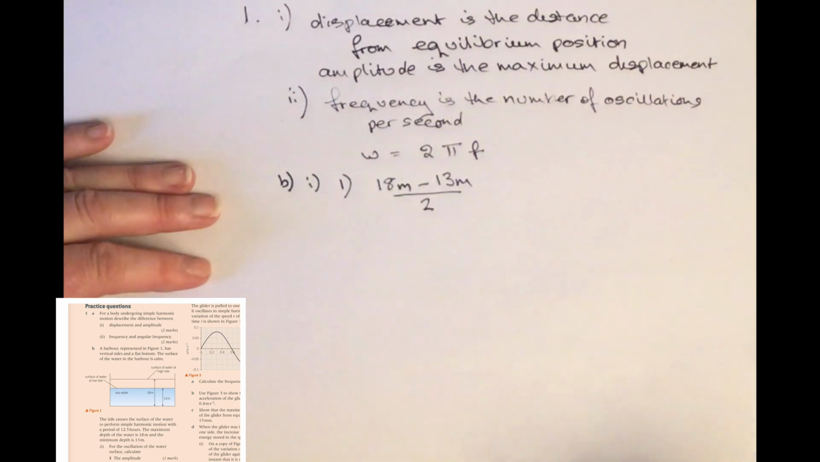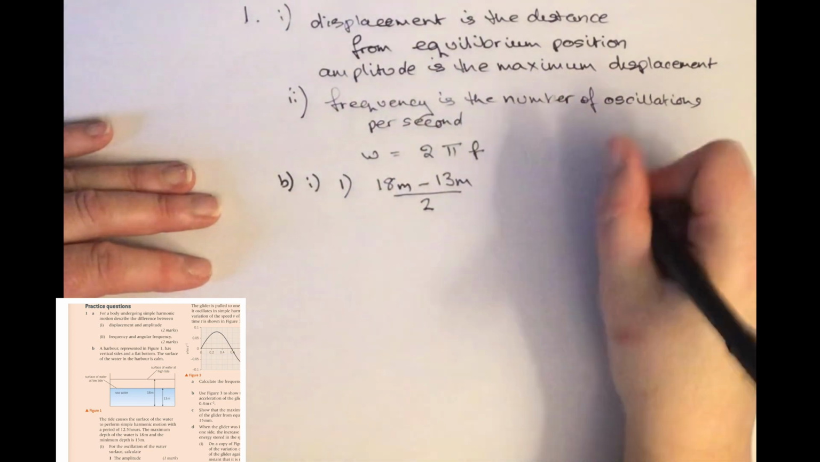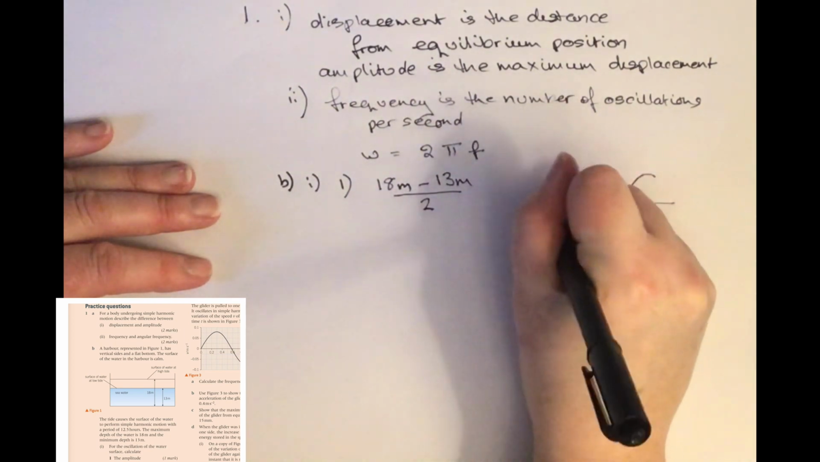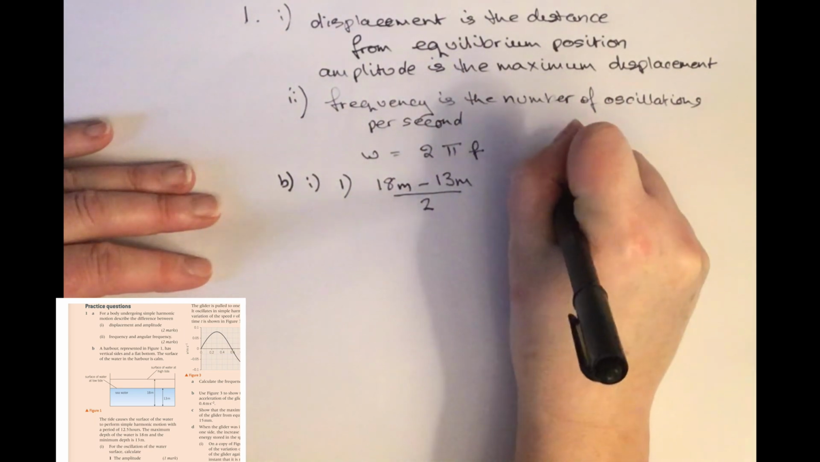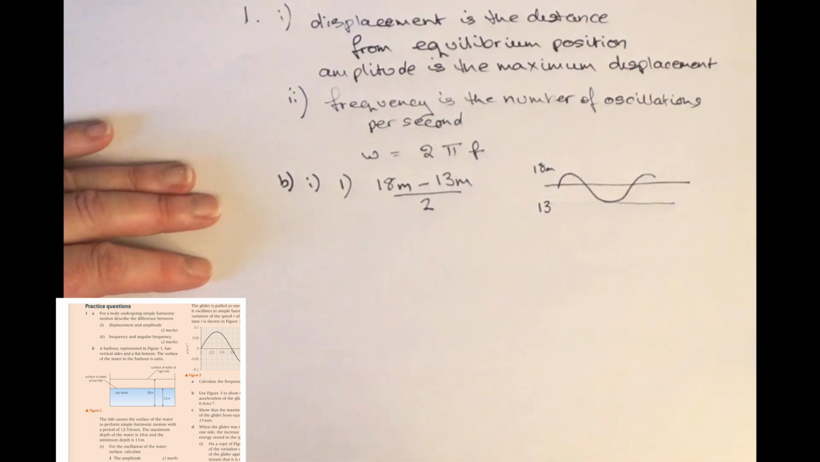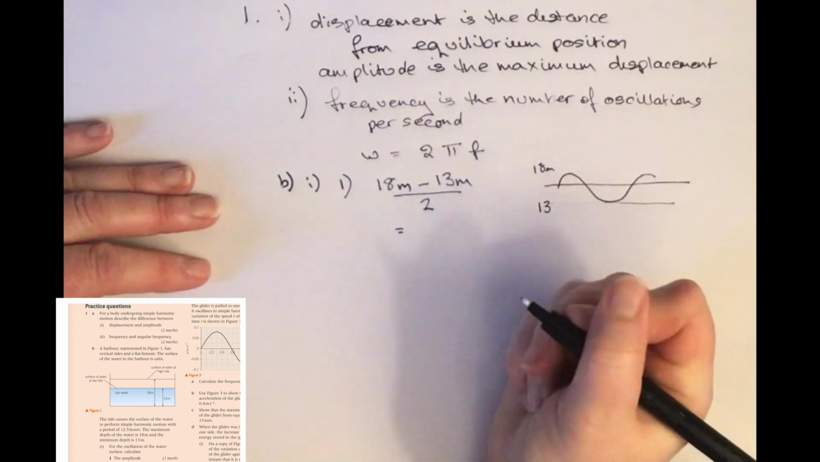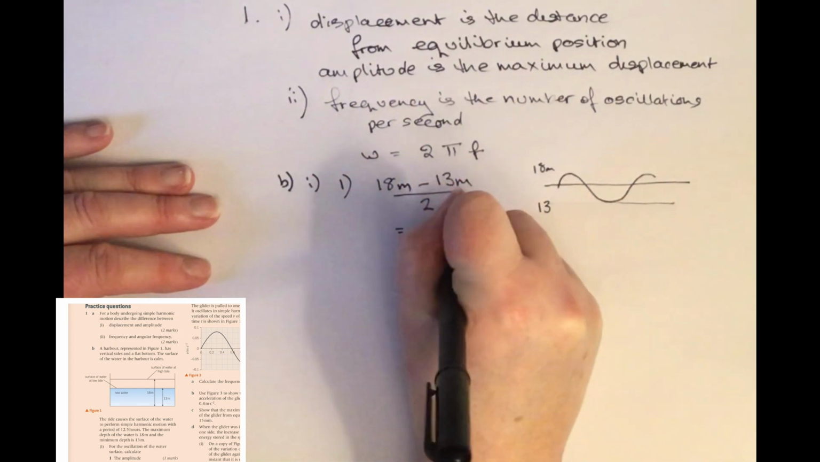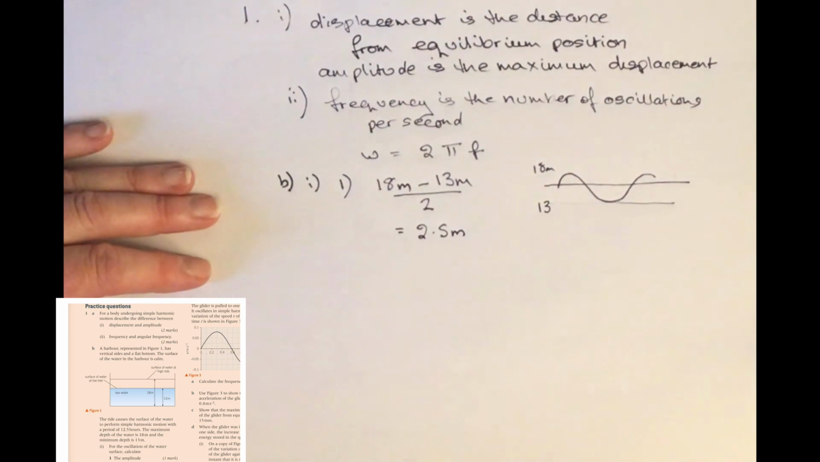So we need to divide it by 2 to find the amplitude, as the amplitude is the distance from the middle to the top or the middle to the bottom. So its minimum level is 13 and its maximum is 18. So to define the amplitude, we look at half the difference between them. And this gives us a value of 2.5 metres.